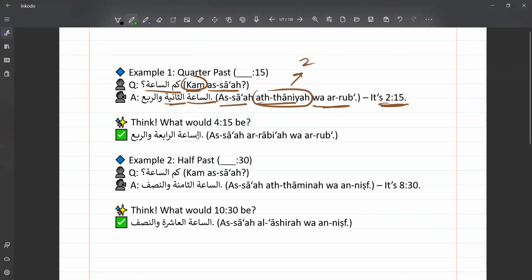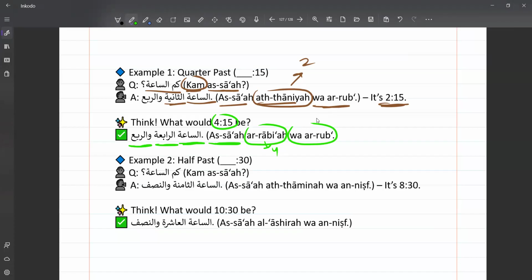What will be the Arabic translation for the time 4:15? Since 4 in Arabic means الرابع, we will say الساعة الرابع والربع. الساعة means the time, الرابع means 4, and والربع means quarter past 4.